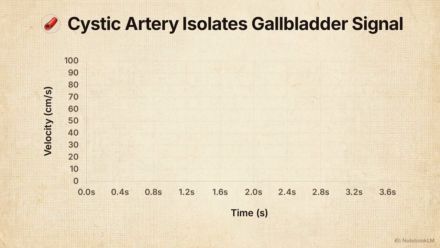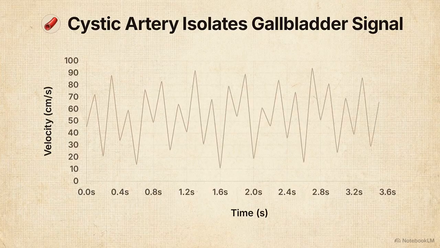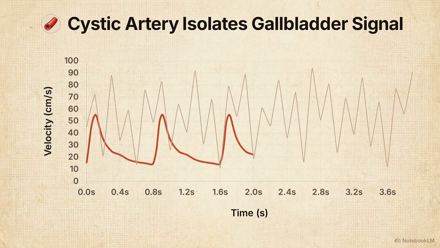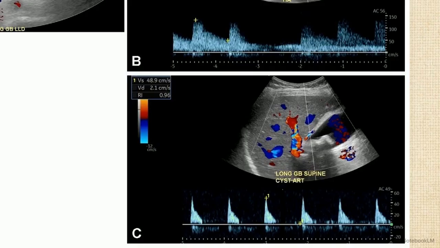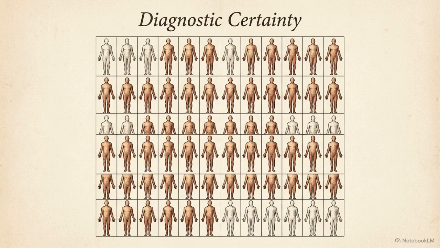A more direct metric is the velocity of the cystic artery. Because it solely perfuses the gallbladder, changes in gallbladder perfusion are reflected here without interference from the rest of the liver. The clinical threshold for the cystic artery is a peak systolic velocity of 40 centimeters per second or higher. A measurement of 48.9, as seen in panel C, yields a 92% positive predictive value. Positive predictive value is the probability that subjects with a positive screening test actually have the disease.